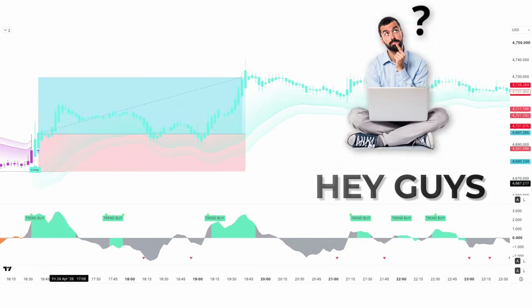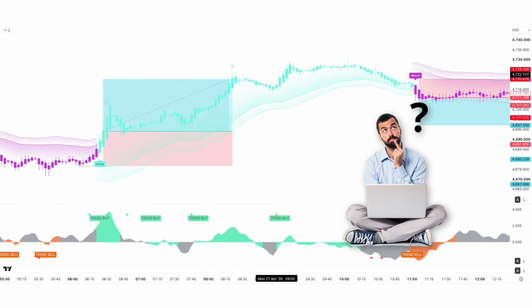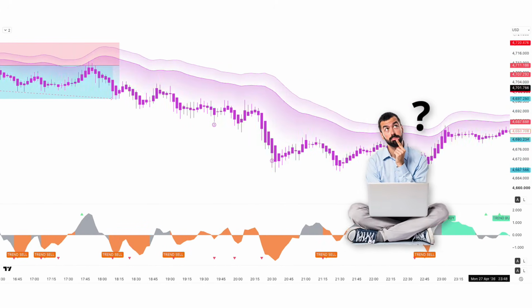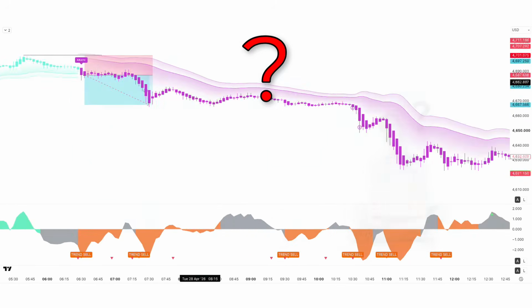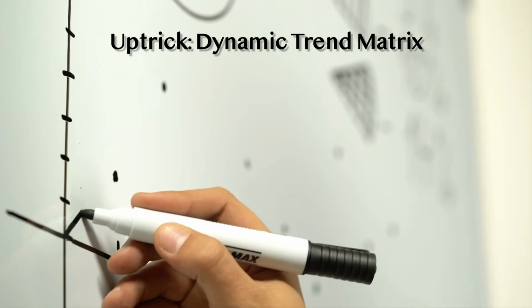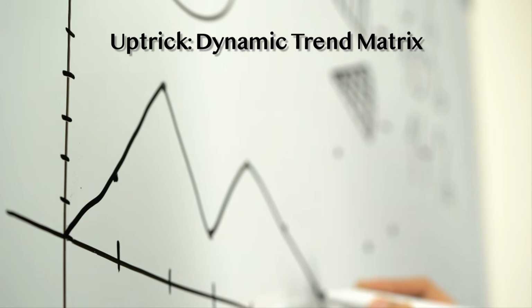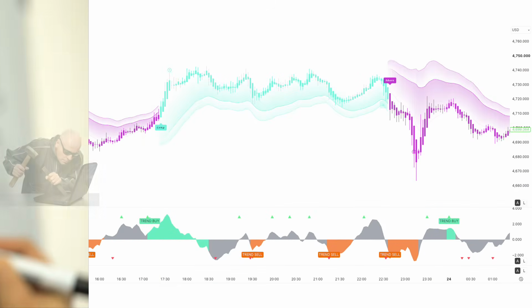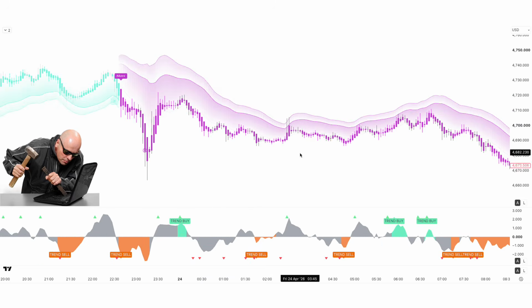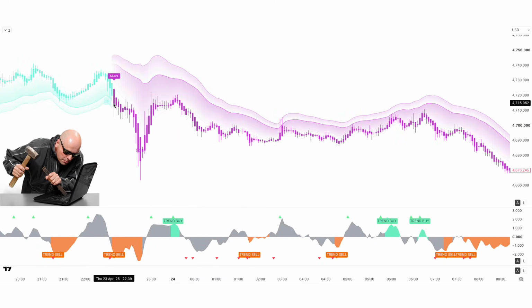Hey guys, what if a free TradingView indicator could make trend analysis feel faster, cleaner, and far more organized? Sounds hard to believe, right? That's exactly why today we're taking a close look at Uptrick, Dynamic Trend Matrix, an indicator that's getting attention for its unique way of identifying market direction.